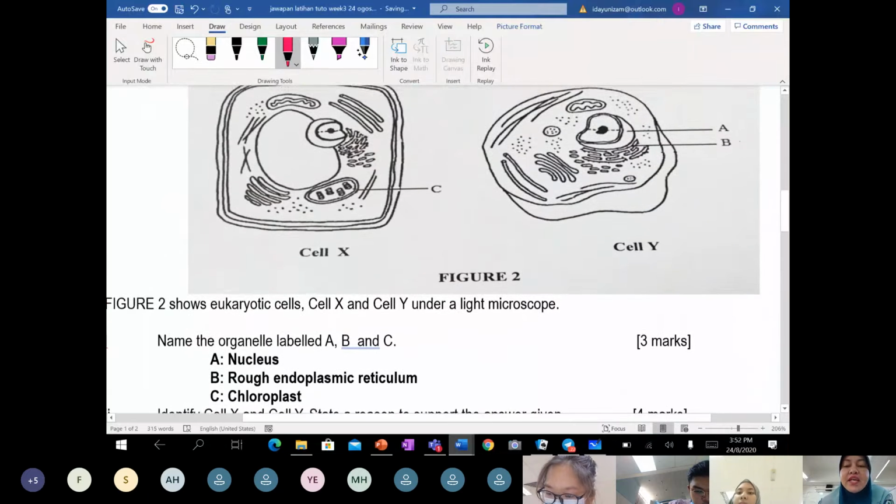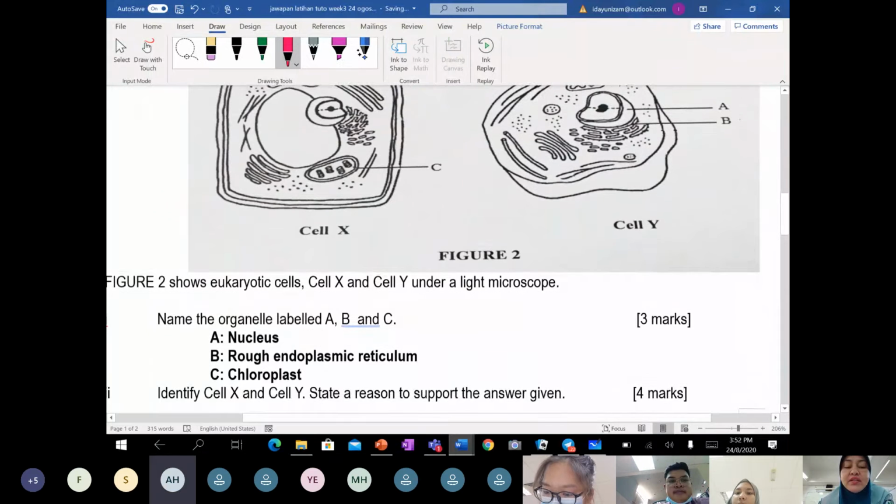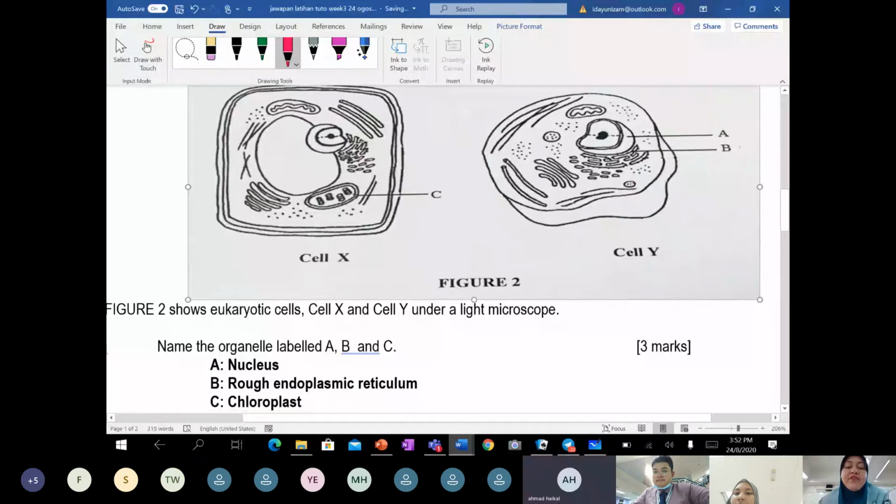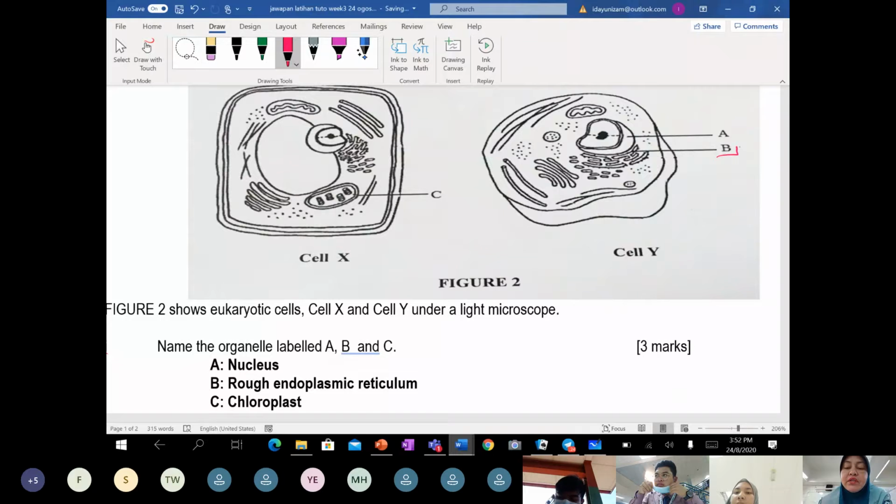Obviously A is the nucleus. B is the rough endoplasmic reticulum, and C refers to the chloroplast. Now, Elvina, which one do you think is a cell wall? Which one is a plant cell? Elvina?